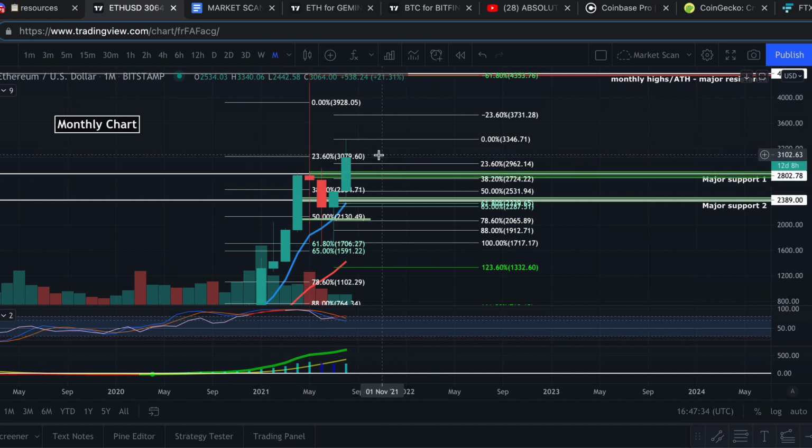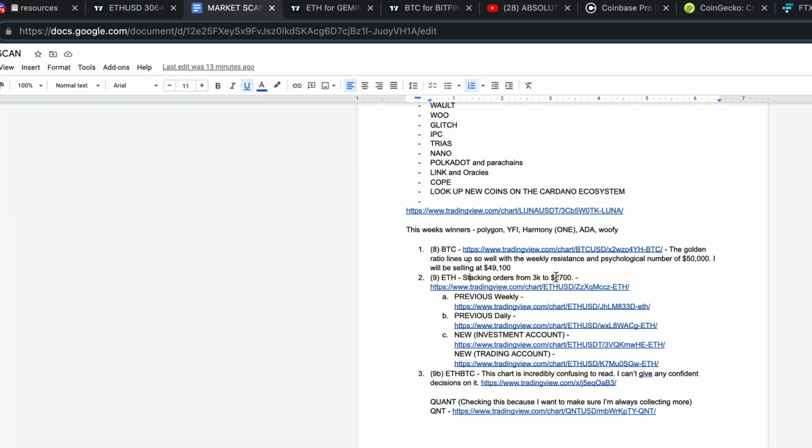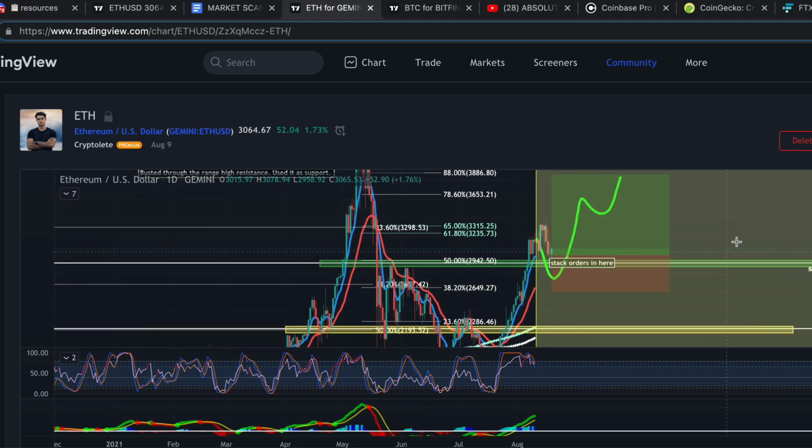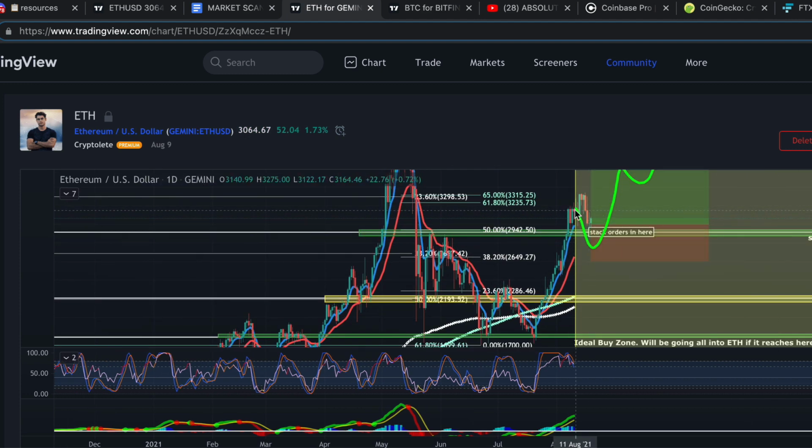It'll most likely stay above for this month. We still have 12 days left. The monthly close around 2,800 lines up very well with the 38.2 fib. So I am stacking my orders from 3,000 all the way down to 2,800. And this is stacking orders from 3,000 to 2,700. This is what I wrote down last time. This right here was the last update that I gave on the 9th, so 10 days ago, when the price was right here.